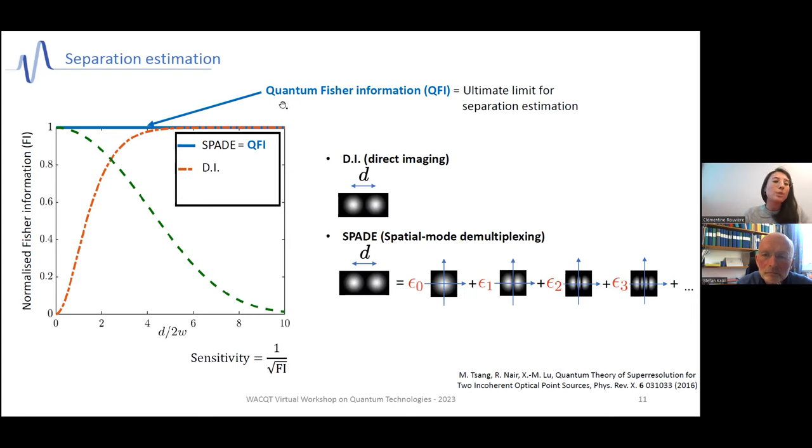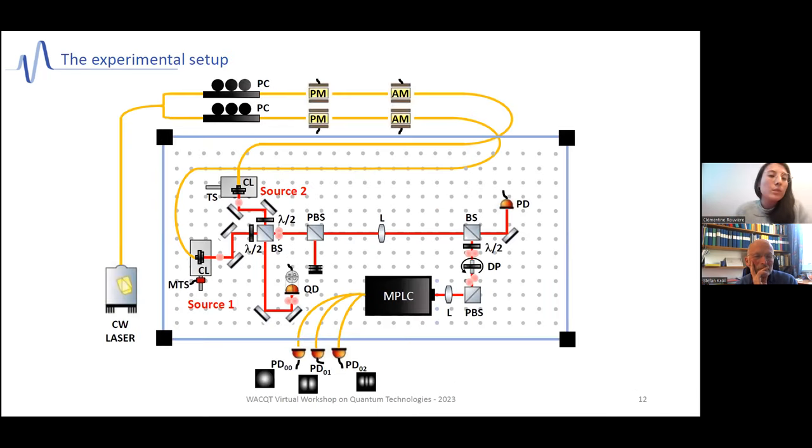So what we are going to do is not measure a lot of modes, but only a few of them, and especially the 0-1 mode, and it corresponds to the green curve. So this measurement is still optimal for small separation and is doing really better than direct imaging. So this is what we are implementing in the lab. We are doing a proof of principle experiment that we can actually estimate the separation between two incoherent sources with a very good sensitivity using spatial mode demultiplexing.